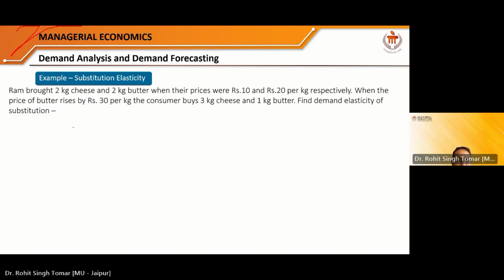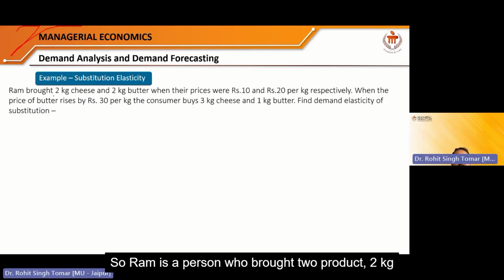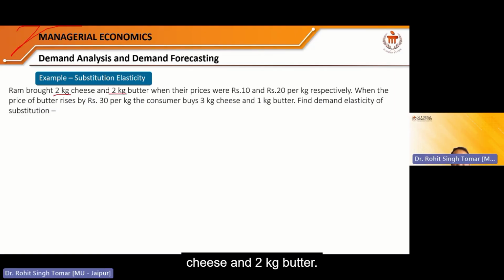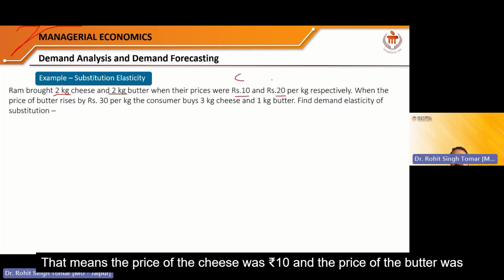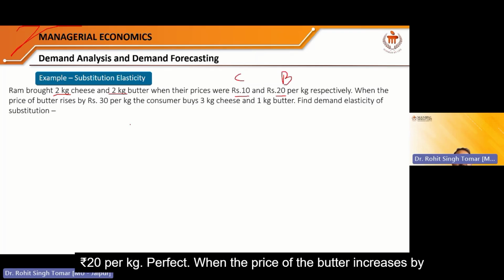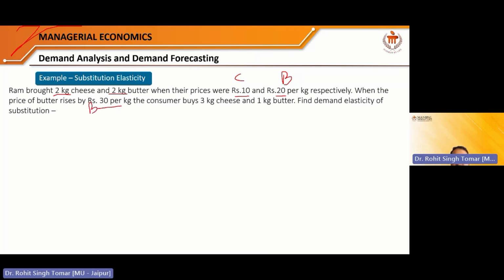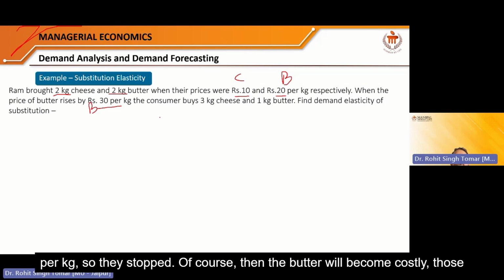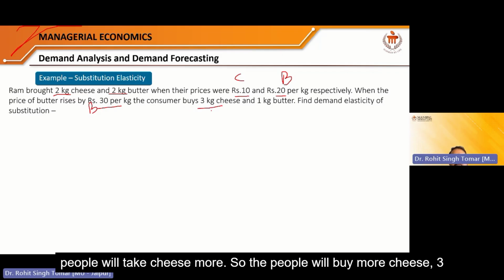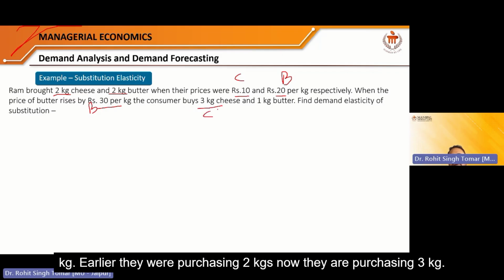Here's my cursor. So Ram is a person who bought two products, 2 kg cheese and 2 kg butter, when the prices were 10 and 20 rupees respectively. That means the price of the cheese was 10 rupees and the price of the butter was 20 rupees per kg. Perfect. Then the price of the butter increases to 30 rupees per kg. Of course, the butter becomes costly, so people will take more cheese. People will buy more cheese, 3 kg. Earlier they were purchasing 2 kg, now they are purchasing 3 kg.